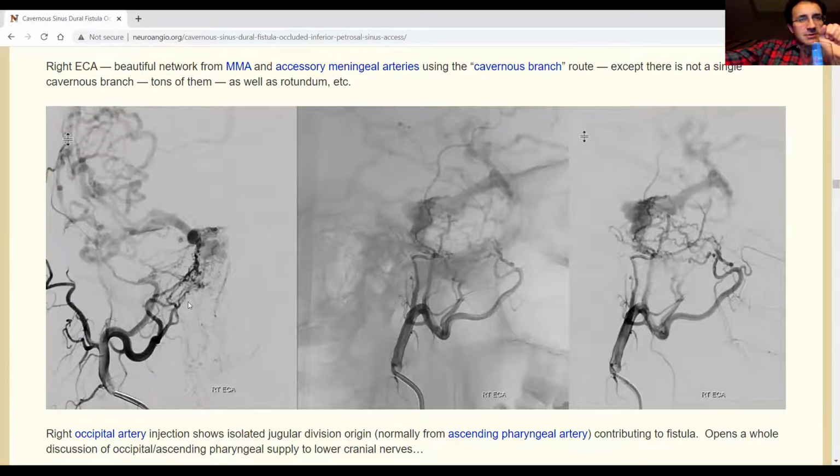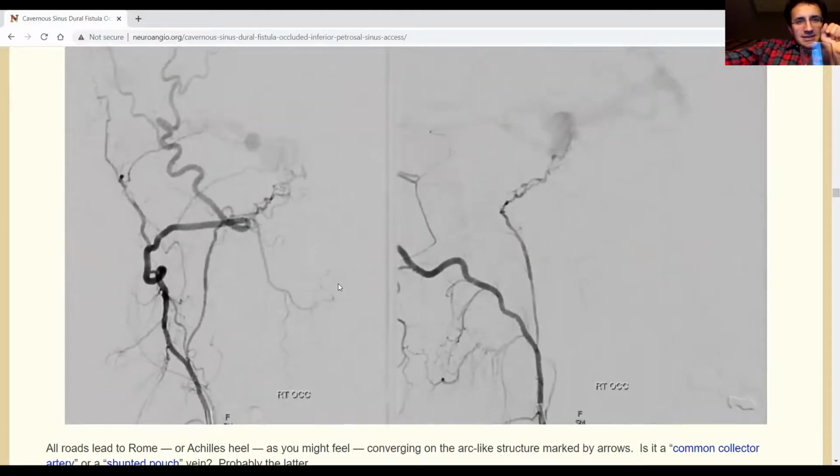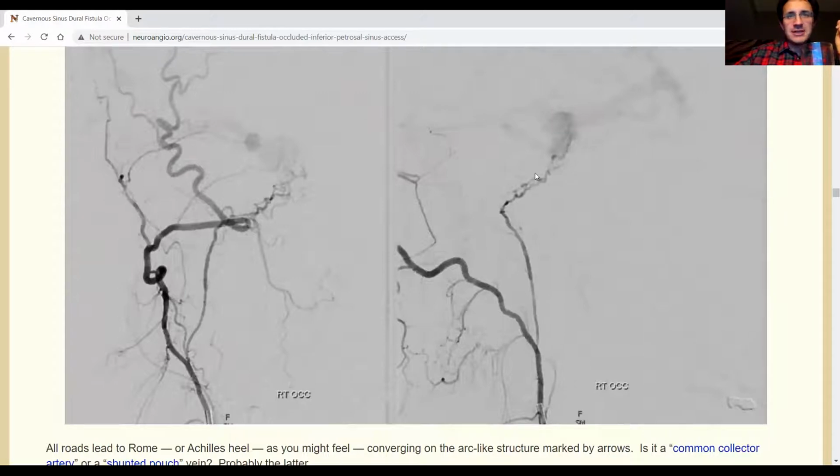Again, we see all of this tons of supply. Now you're starting to see, again, everything is coming into this spot over here in the back of the cavernous sinus. Okay, so this is an occipital artery injection, and guess what? Remember, we talked about the ascending pharyngeal artery, how everything is a spectrum and things can come from wherever. Look at this. This is a right occipital injection. You see this branch here. This branch happens to be the jugular branch of the neuromeningeal trunk normally, but this is just, again, isolated. Jugular happens to come from just occipital alone. Everything else is coming from the ascending pharyngeal proper, but this one, loner, comes this way.